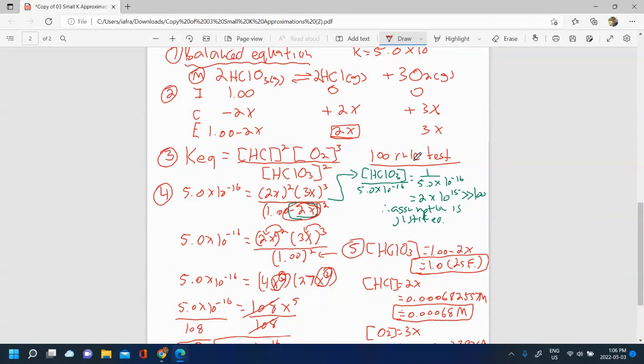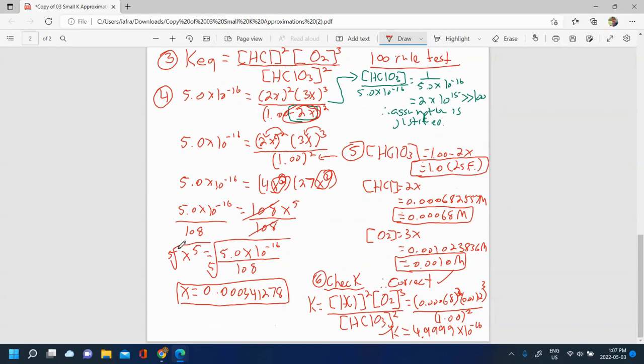And then once we tested our 100 rule, we saw that we could actually make an assumption since the initial concentration over the K is much greater than 100. So we could remove that 2x from the denominator there. It's basically negligible. So it's almost like just having 1 squared at the bottom, which means that's gone. We then went to clean things up. So I multiplied everything here, carried the exponents in, and then we just solved for x by doing the fifth root of both sides to find x.